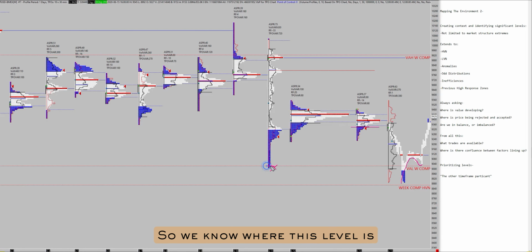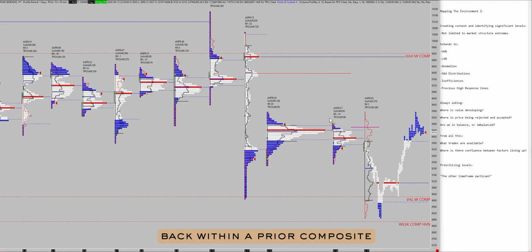So we know where this level is. We've seen that this was an area that had been respected, but we did not see the market come into this level and show any kind of excess or buying tail, and it still didn't down here. So now we have another area to extend forward to indicate that a significant level is still within proximity. In this case, the market moves back up and closes back within a prior composite.